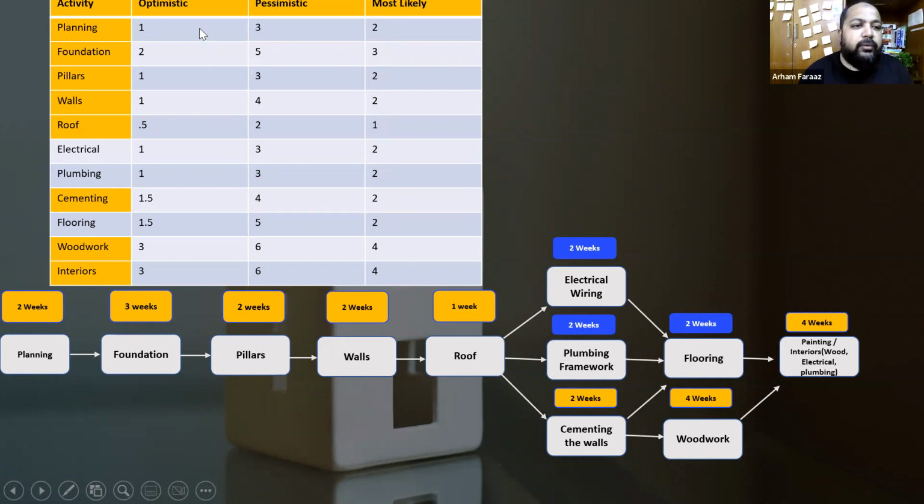And then we have the optimistic estimate. For example, for planning, the most optimistic estimate is that we can finish the planning in 1 week. But the most likely is 2 weeks, and the pessimistic is 3 weeks. So these are the estimates we have put in front of us.